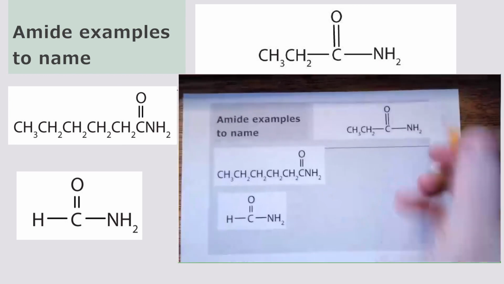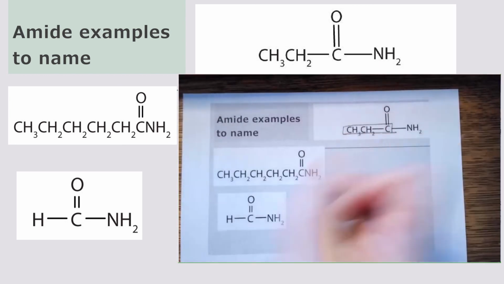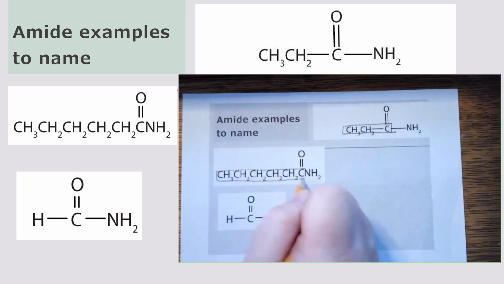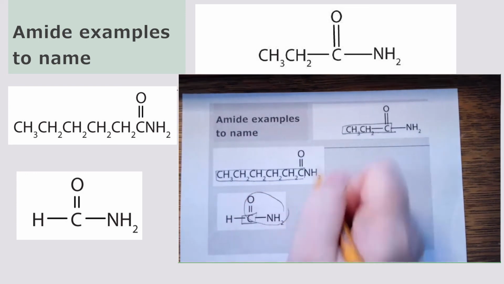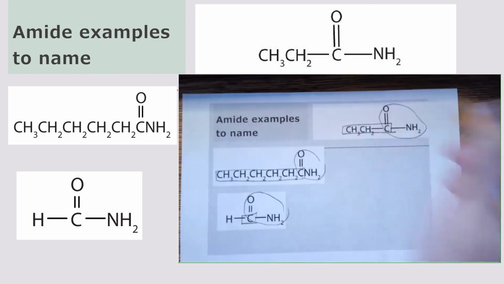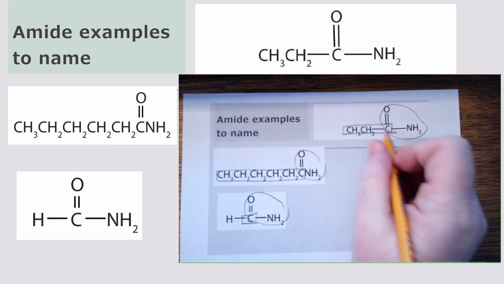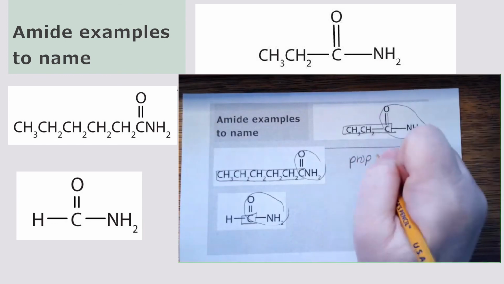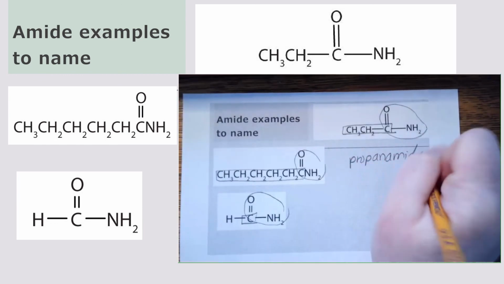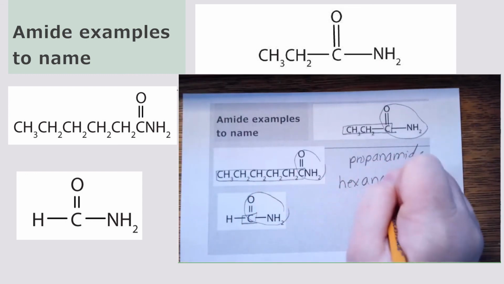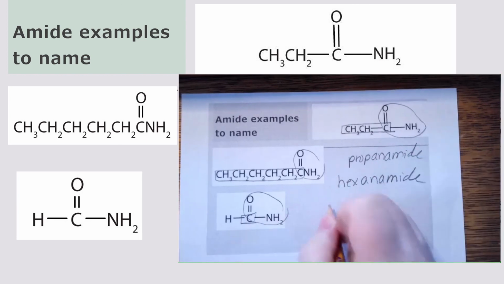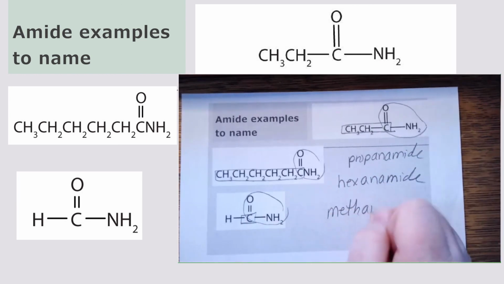So let's look at this one. Let's find carbon-carbon chains first. Okay, and then we'll circle anything that is not a hydrogen that's attached to that, making the functional group. Okay, there we go. So how do we name it? Name the chain, prop, and add amide. 1, 2, 3, 4, 5, 6. Hex and amide. Meth and amide. Easy peasy, right?